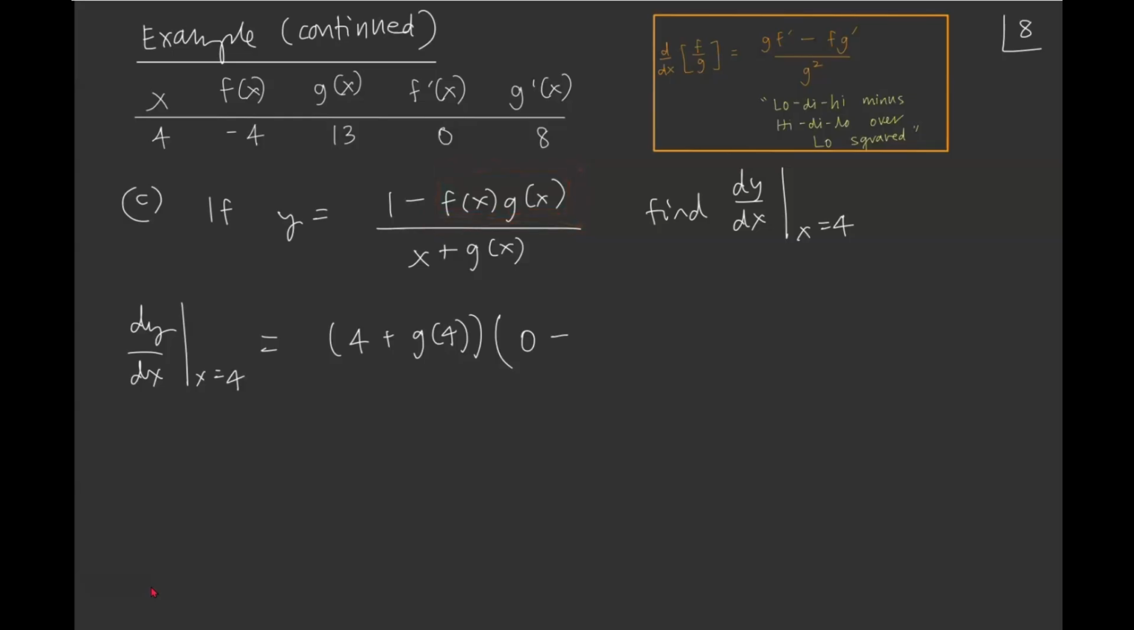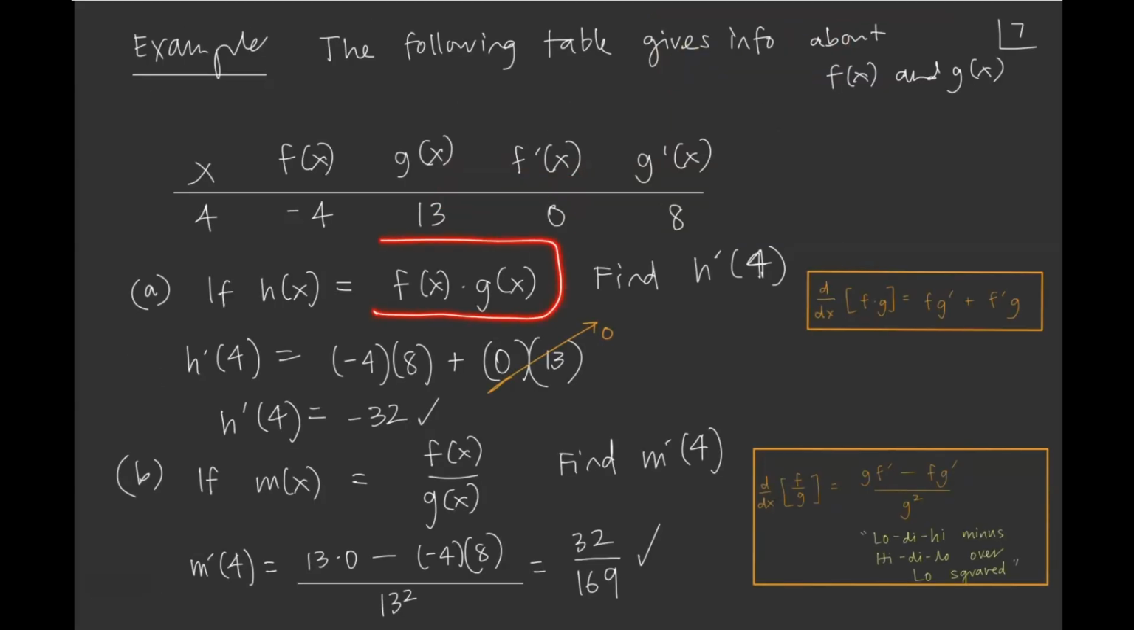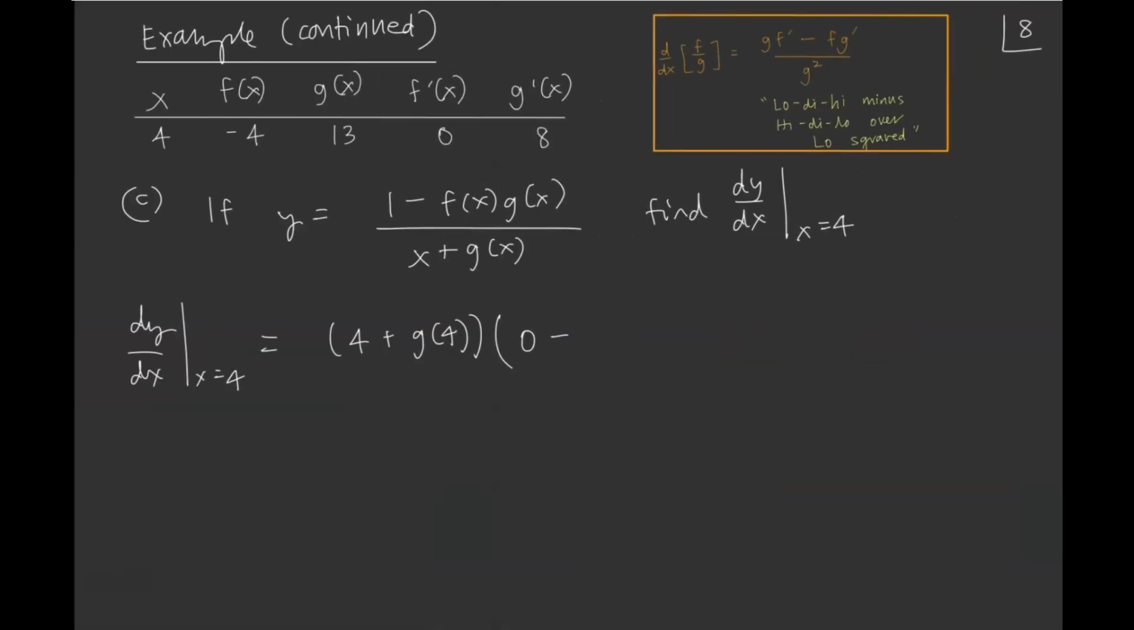But we can go back and use what we discovered in part A. In part A, we found that h was the product, and so the derivative of h at 4 is just negative 32. So that means that the derivative of f of x times g of x when x equals 4 is negative 32. So this is negative 32.